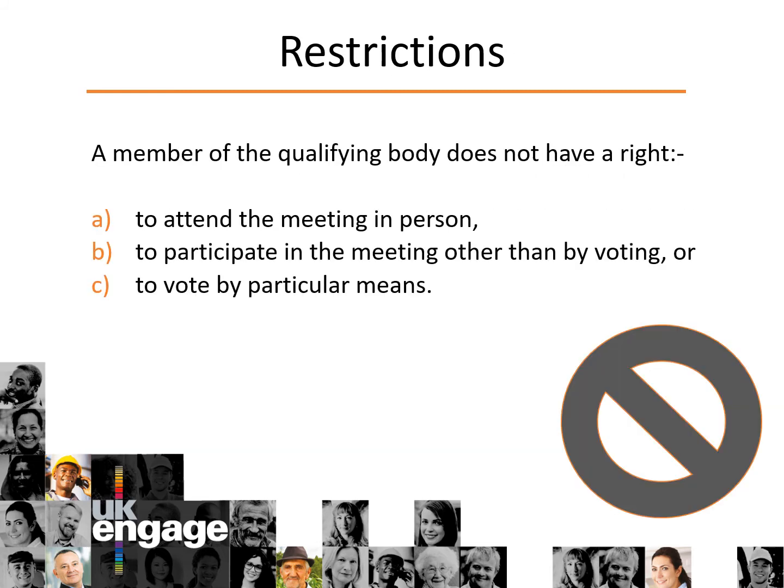There are some restrictions in the legislation. So, for example, here's a clause that we've extracted. Any member of the qualifying body does not have the right to attend the meeting in person, to participate in the meeting other than by voting, or to vote by a particular means, meaning that they can't demand to physically show up, or demand to have a postal ballot or any other ballot type that may be in your constitution. There is lots of flexibility here, and it's very specific that people cannot challenge on the basis of these particular restrictions.